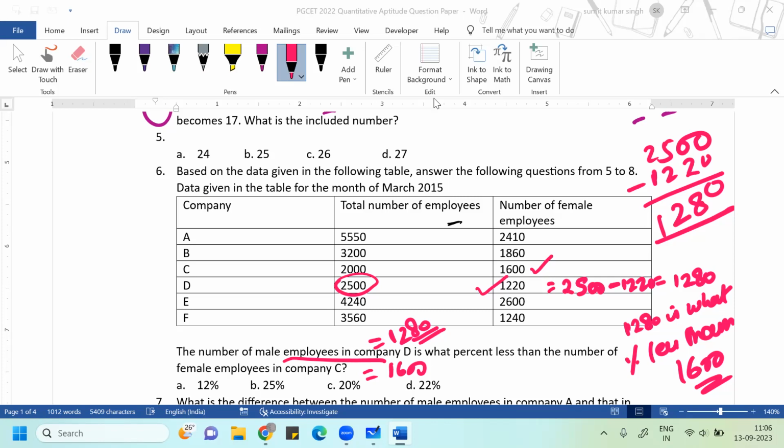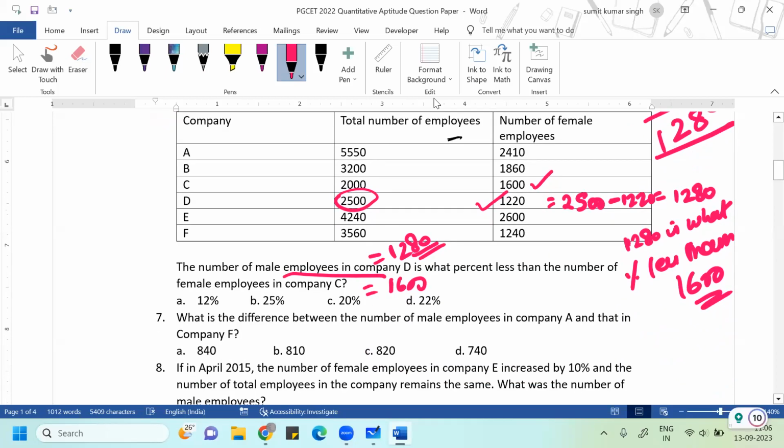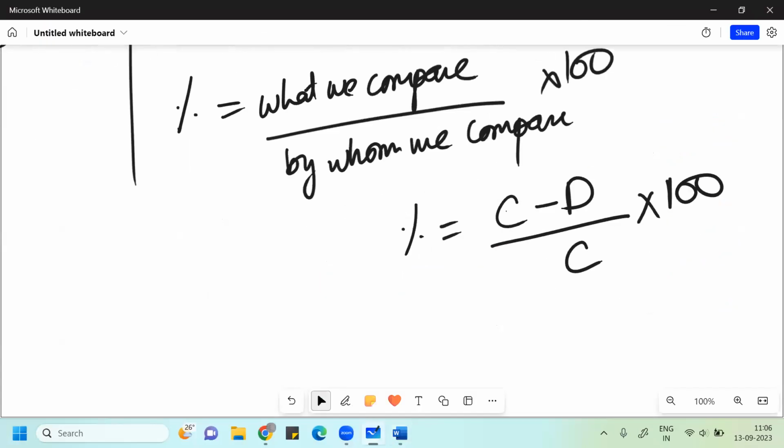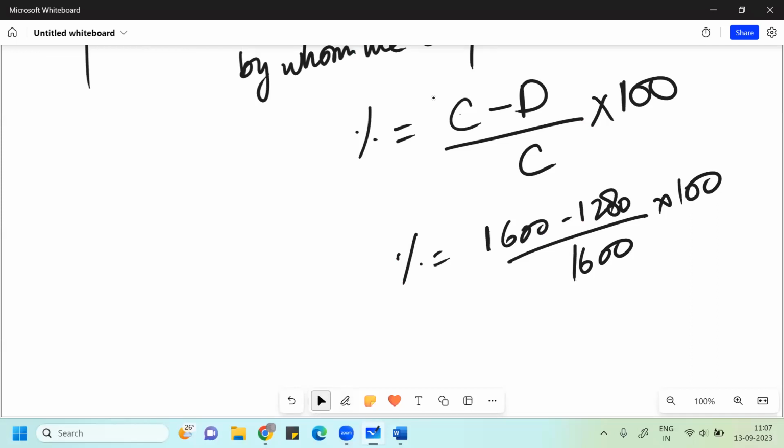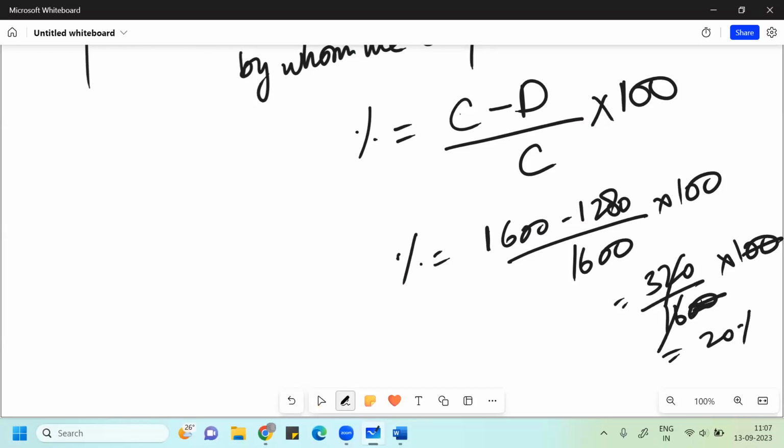In percentage, there is a base. Base means on what basis you are doing. So the base is the number of female employee in company C. They're asking you that 1280 is how much less than 1600. So what you have to do here, guys? 1600 minus 1280 divide by 1600 into 100. So this is 320 by 1600 into 100. You know the 16 table, 16 twos are 32. So the answer is 20%.